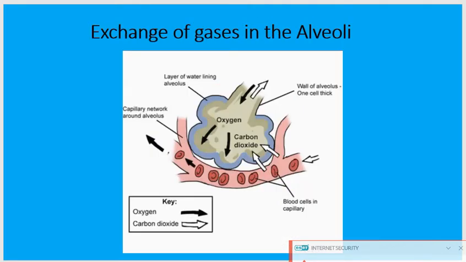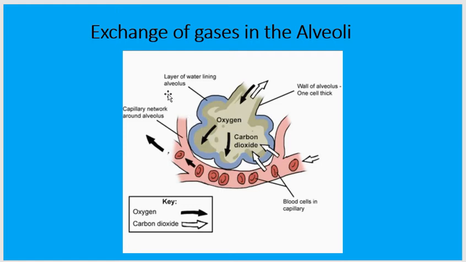Exchange of gases in the alveoli. So my dear students, you can see over here we inhale one gas, that is oxygen, and we exhale carbon dioxide. Two gases: oxygen is shown by the black arrow and carbon dioxide by the white arrow. Black arrows show the movement of oxygen and white arrows for carbon dioxide.